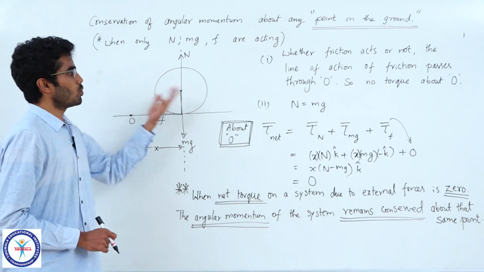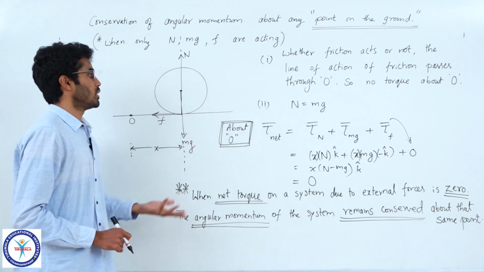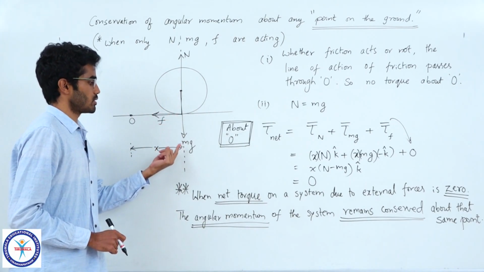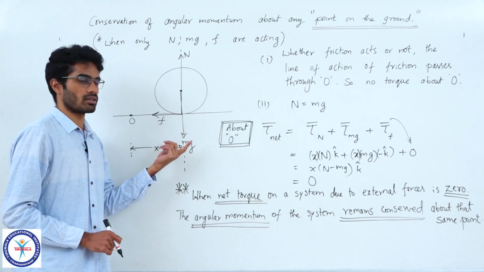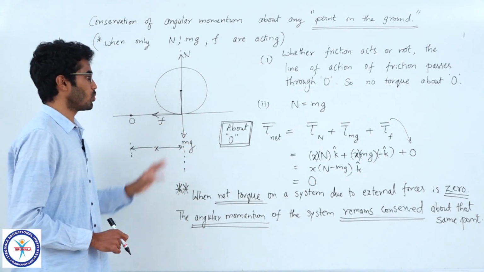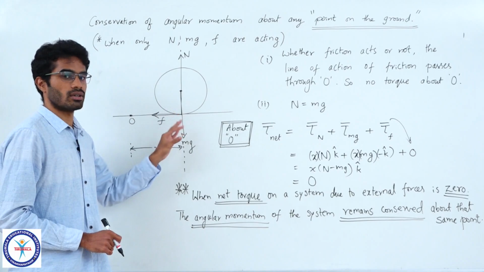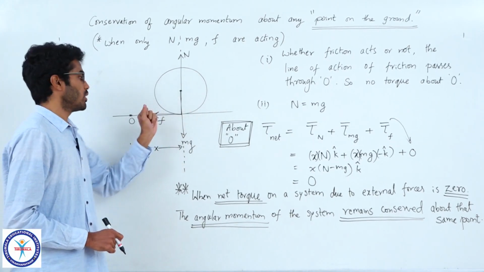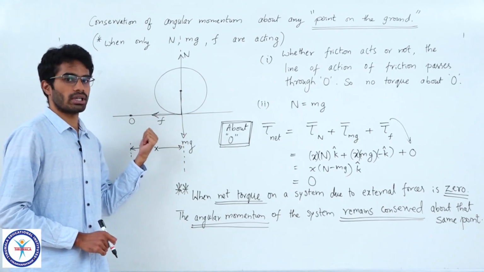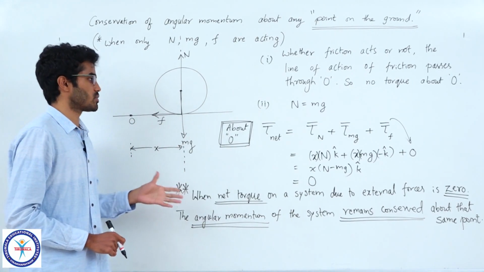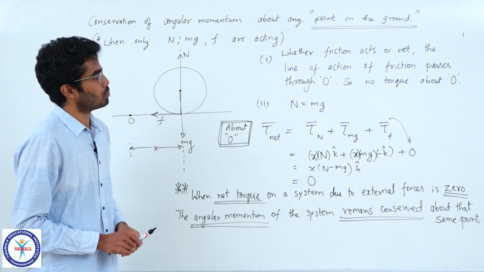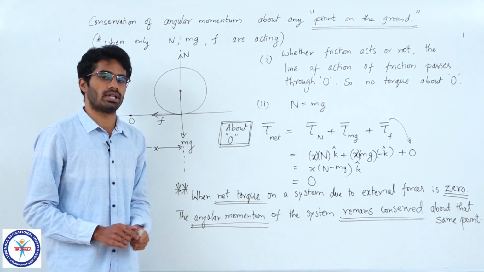So, when there is no external force, when there are only 3 forces, normal force, the weight and the friction, which may be present or not, but when only these forces are present, you can safely assume that the angular momentum of the entire object about any point on the ground is conserved. It does not change with time. So, this is a very useful point to solve some problems. Let us discuss a problem.